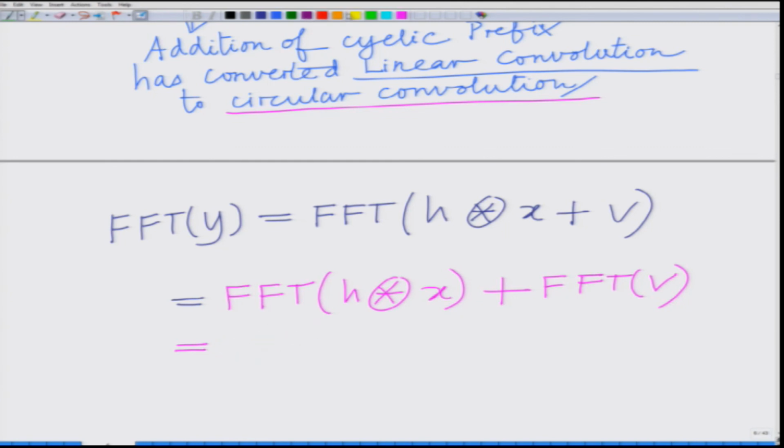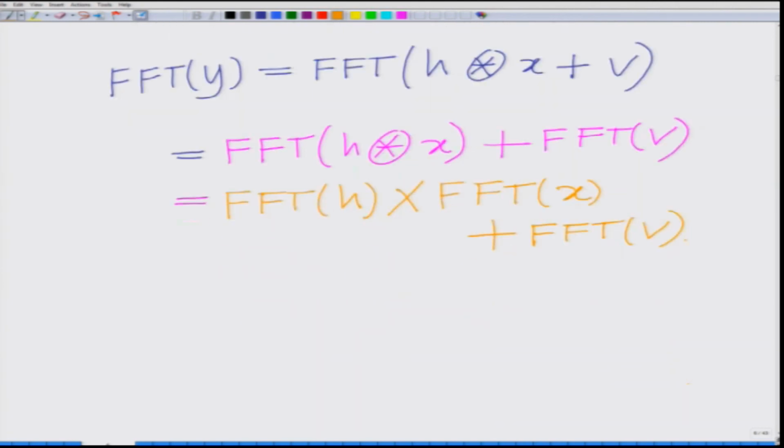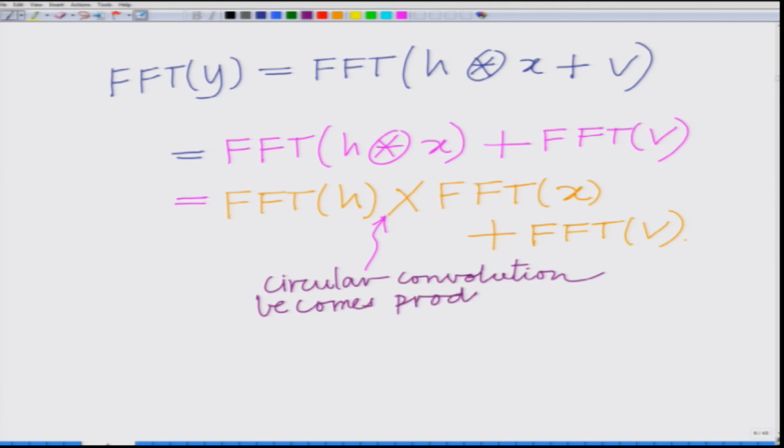The FFT of a circular convolution is the product of the FFTs. So this is the FFT of H times the FFT of X, plus the FFT of V. Remember, the circular convolution in the FFT domain becomes a product, or basically the frequency domain.